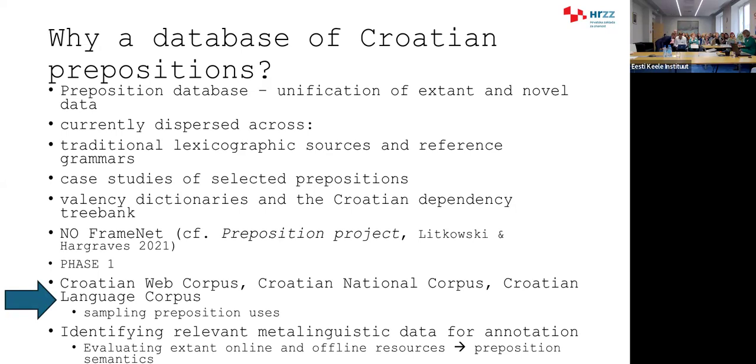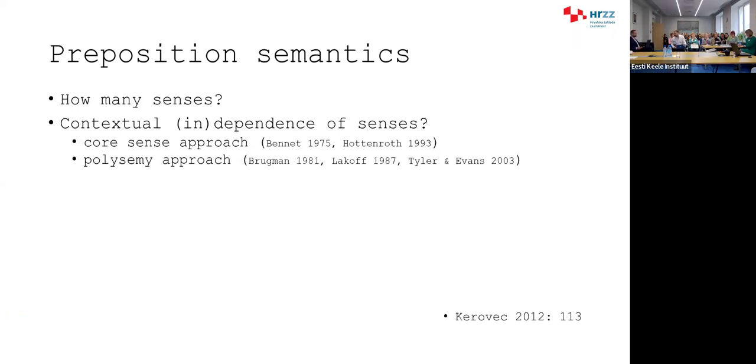Identifying relevant meta-linguistic data for annotation, especially, I will focus on evaluating extant online and offline resources, and focus on preposition semantics in particular. And here I will give a constructional perspective. Okay, so why preposition semantics? Why can this be a starting point? Of course, it's going to follow with the syntactic features, but I will talk mostly about the semantic side here.